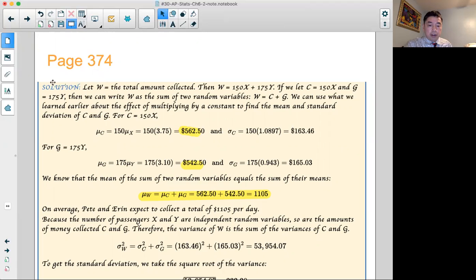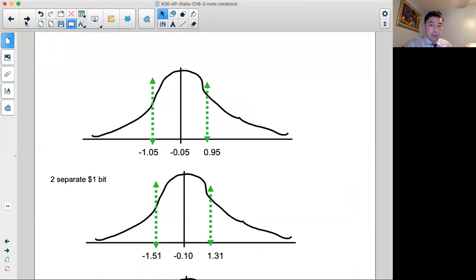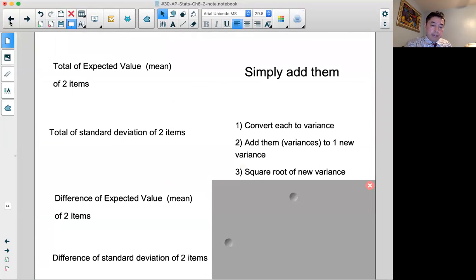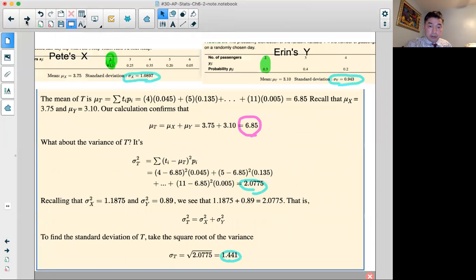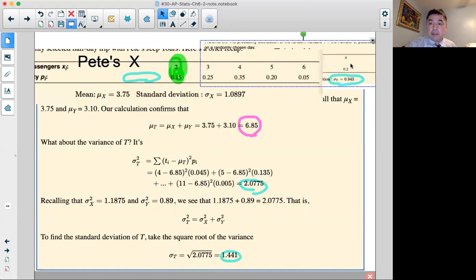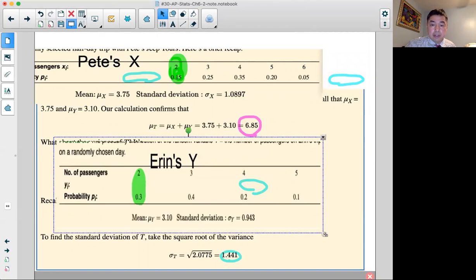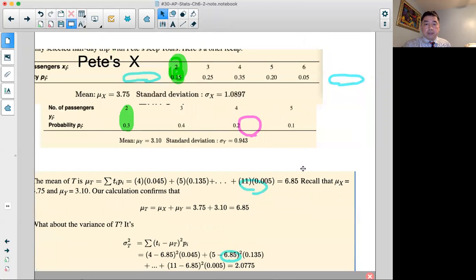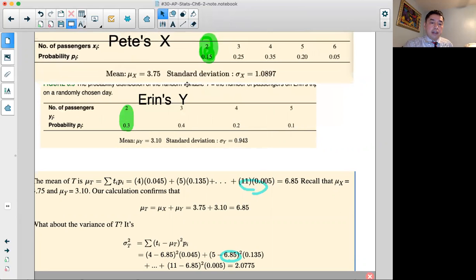I have to show the distribution of the table. So if you can see a little bit, it's a little hard. So this is Pete's business and Erin's business. So Pete's business is X and Erin's business is Y.